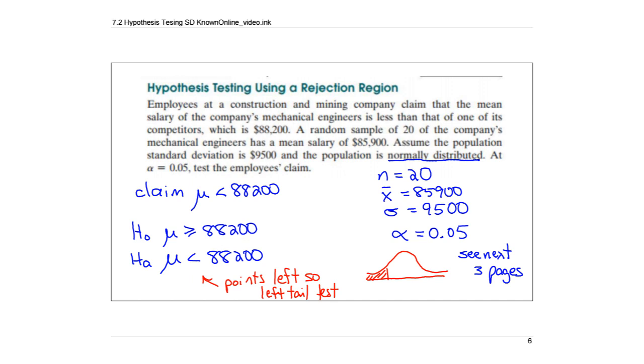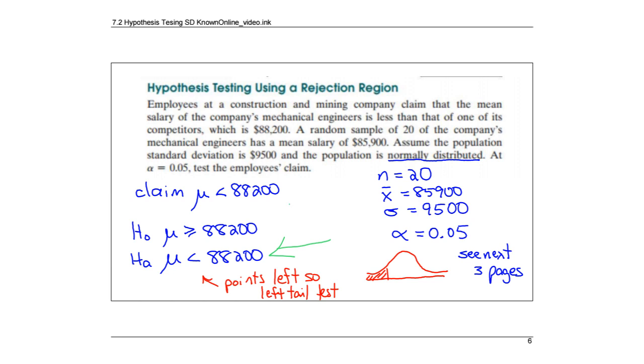So employees at a construction and mining company claim that the mean salary of the company's mechanical engineers is less than that of one of its competitors, which is 88,200. Okay, so the claim is that the mean salary is less than 88,200. Therefore, that's going to be my alternative because it's a less than. It's not less than or equal to.